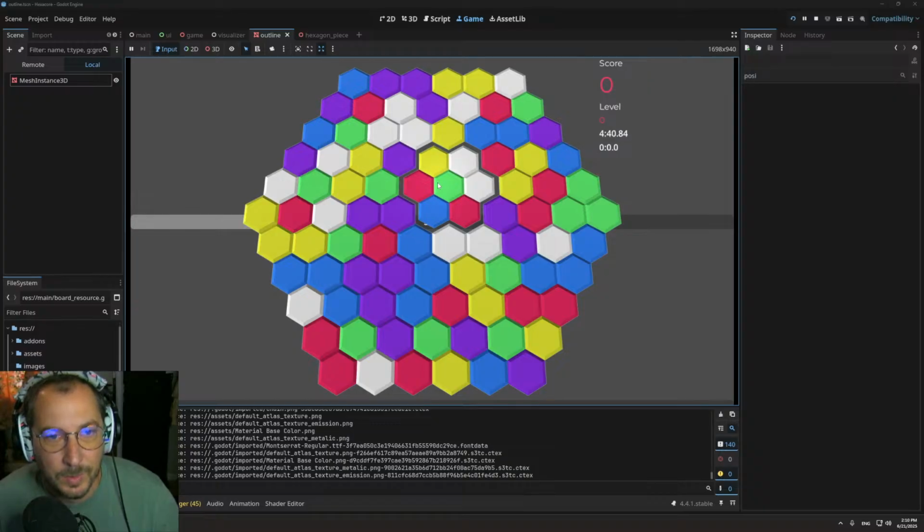We should have a total of 1, 2, 3, 4, 5, 6, 7, 8, 9, 10, 11, 12, 13, 14. Okay, let's try again. Oh, and the tips are pointing up, not the other way around. Tips are pointing up. Excellent.